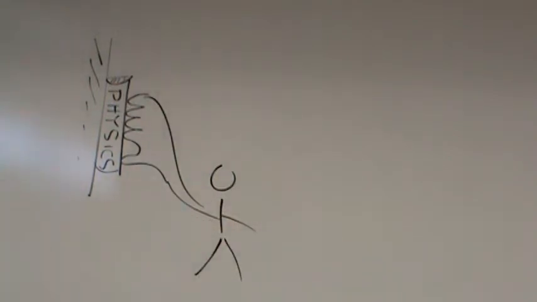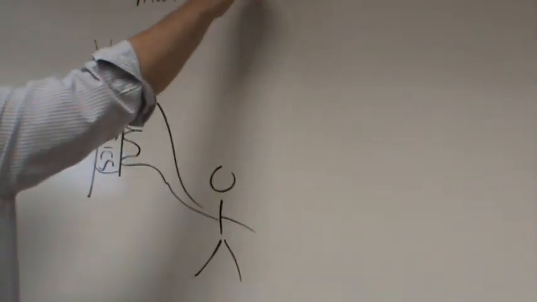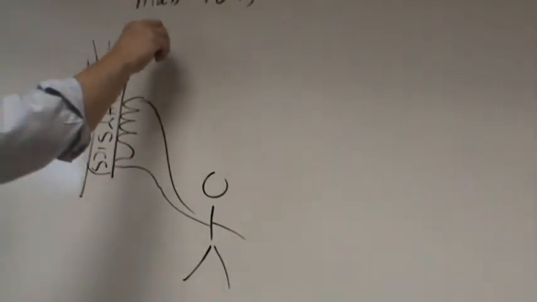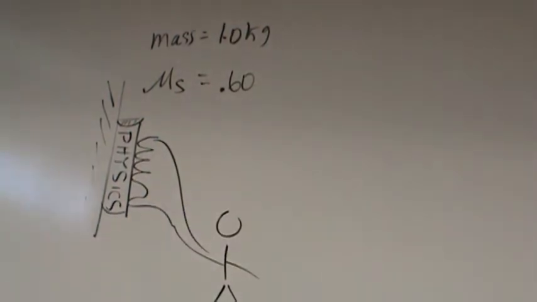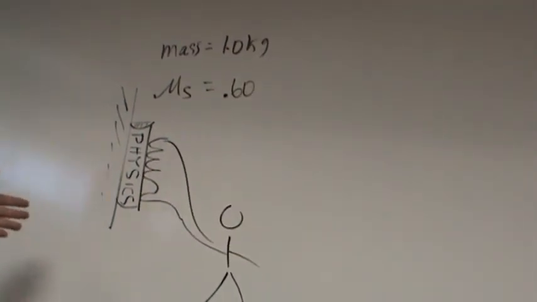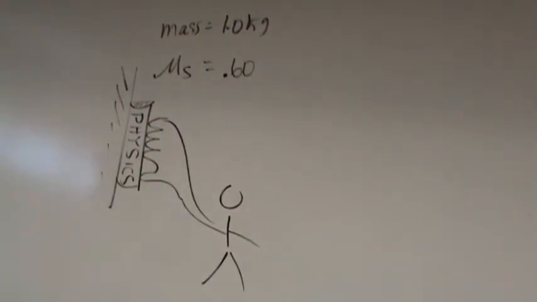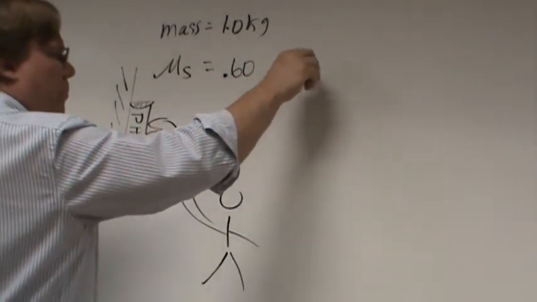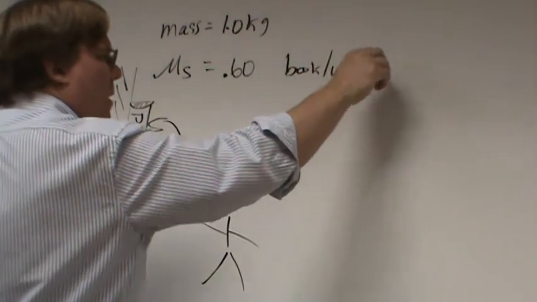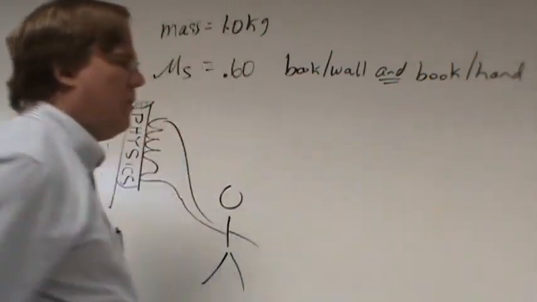All right, so this guy is pressing the book against the wall. The mass of the book is 1.0 kilograms. Alrighty, and the coefficient of static friction is going to be 0.60. And to make this an easier problem, because actually the coefficient of friction between the book and the whiteboard is much smaller than the coefficient of friction between the book and my hand, I'm going to say that the coefficient of friction is 0.60 for book and wall and book and hand. So the same coefficient of static friction.